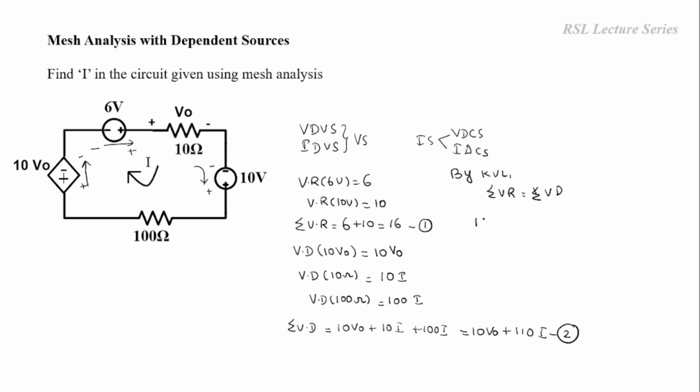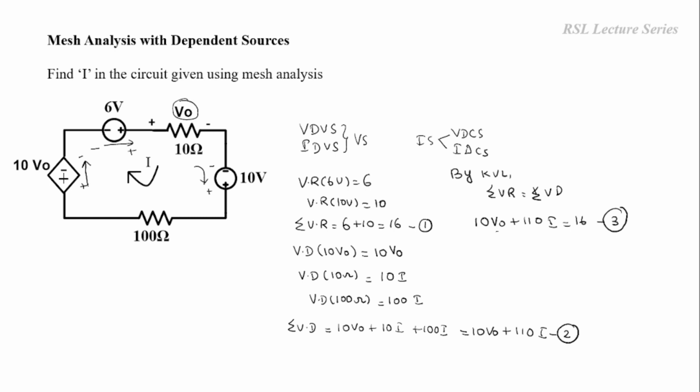So we can equate these two equations 1 and 2. So 10 V naught plus 110 I equal to 16. So this is equation number 3. Okay. So now our aim is to find out the value of I. So this V naught is given as the voltage drop. Okay, it is given in the problem.